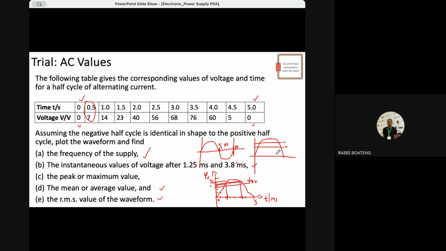Sir, please, I beg you for the A part. My attention wasn't there. Could you please use a few seconds to go over it for me? The A part, I'm talking about the frequency of the supply.